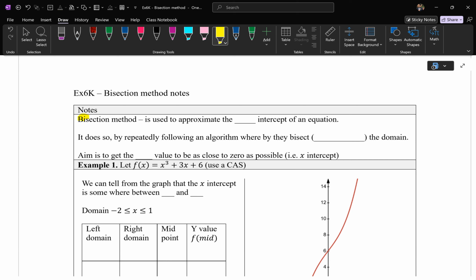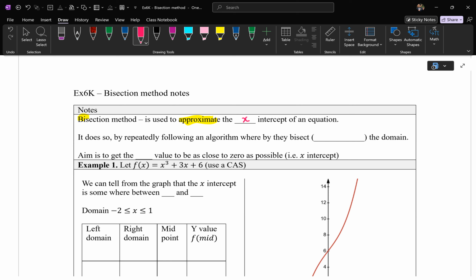Bi means to like 2, right? So section means you're going to cut it into 2. So the bisection method is used to approximate. It's not to find the exact answer. It's actually to guess or approximate what the x-intercept of an equation is.